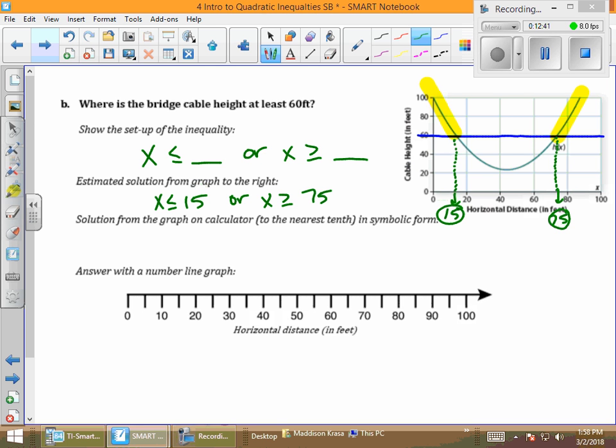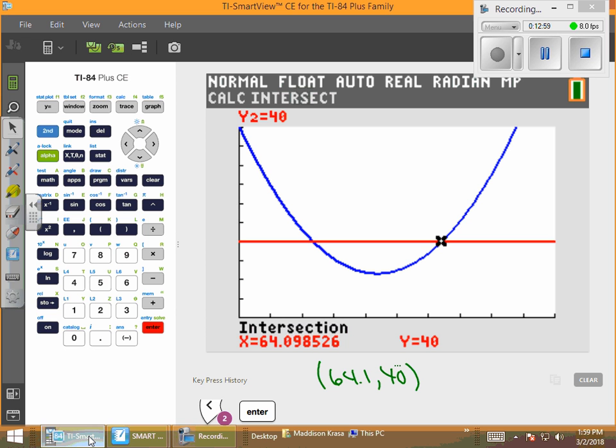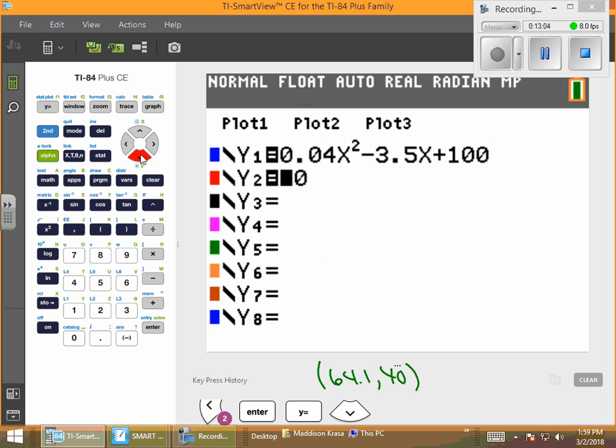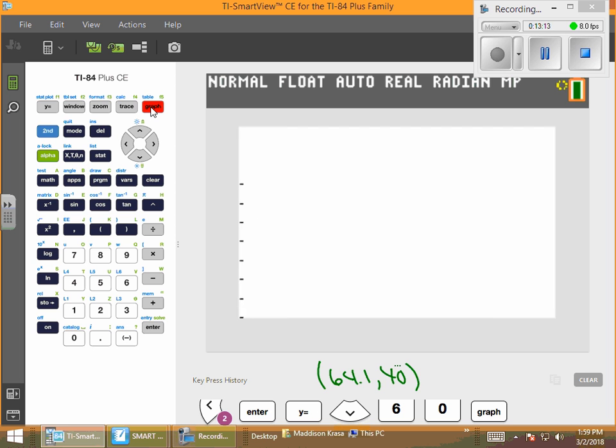Okay, so we're back to our intersections. The good thing about this is you already have the equations in your calculators, but we have to change one of the equations. Y2 is now going to be what? Y equals 60. It's going to be 60 instead of 40. So let's jump back to the calculator. We're going to go back to y equals, and we're going to edit that 40 to be 60. Okay, and then we're going to hit graph.